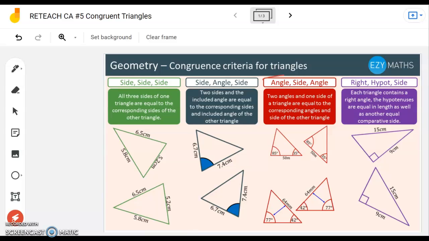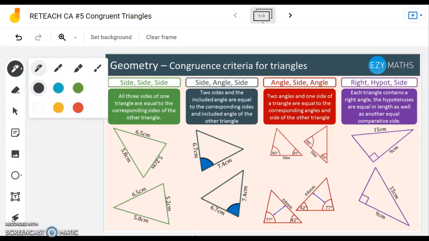Then we have angle, side, angle. So if 2 angles and 1 side of a triangle are equal to the corresponding angles and side inside of the other one, well, this one is going to be angle, side, angle. Okay, so it says 2 angles and 1 side.